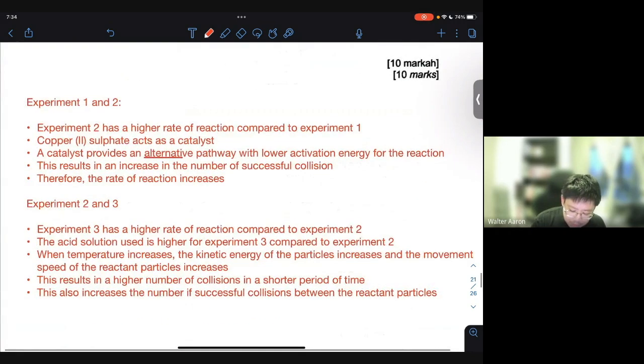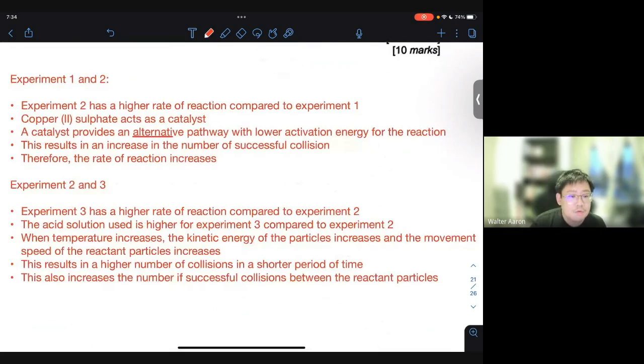So I've already prepared the answer for you. This is my suggested answer. For experiment number 1 and 2, we're going to explain in terms of the presence of a catalyst. So the factor that we compare right now is catalyst. If you mention the word catalyst, you should already get 1 mark. You see over here, experiment 2 has a higher rate of reaction compared to experiment 1. This is the comparison itself. And then we also said that copper 2 sulfate acts as a catalyst, which indicates that we have a catalyst as a factor that increases the rate of reaction.